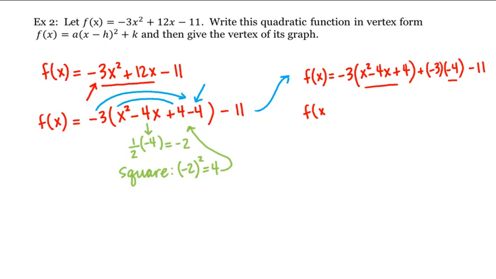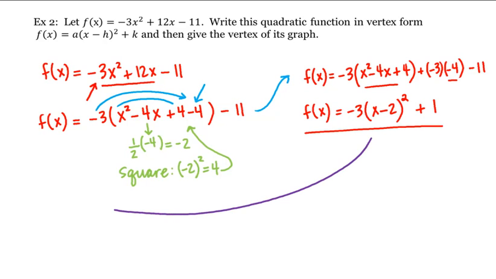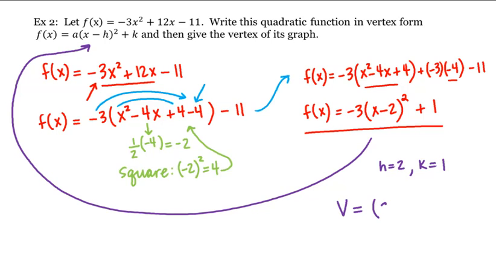All right, and this gives us that f of x is equal to negative 3 times the quantity x minus 2 squared. And then we have plus 12 minus 11, which is plus 1. And our equation now is in vertex form. And again, comparing it to this form, we see that h is equal to 2 and k is equal to 1. Which means our vertex is at (2, 1).